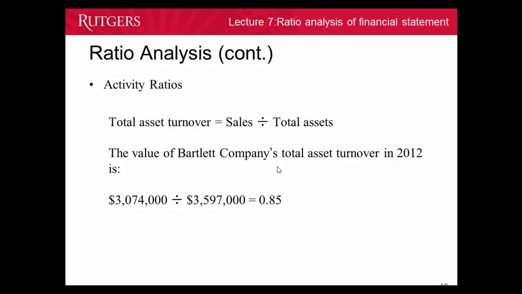So this leads to a total asset turnover ratio of 85%.